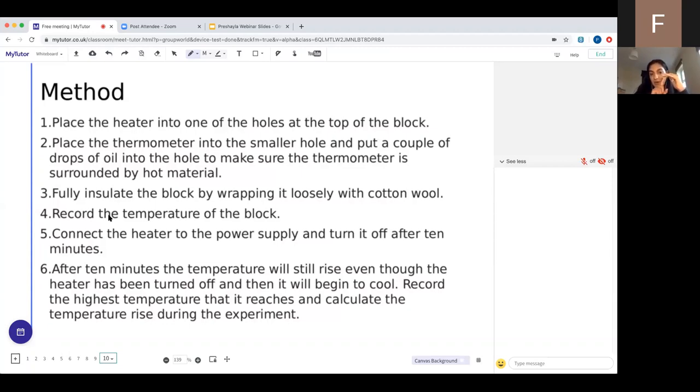So we want to get the highest temperature that that material reaches and calculate the temperature rise during the experiment. So we first recorded an initial temperature of the block before we turned on the heater. That's our initial temperature. Then the highest temperature that it reaches during the experiment, the highest level of the thermometer, that's our final temperature. When we take them away from each other, we get the change in temperature.